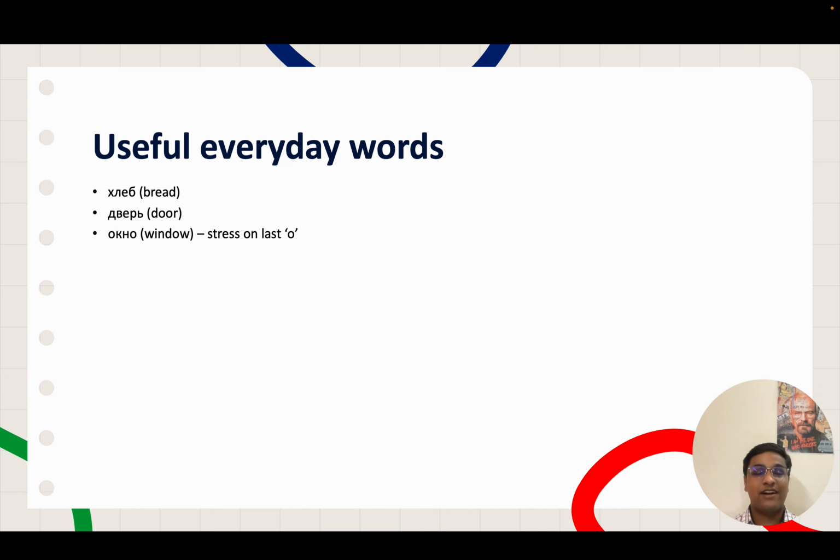Next we have akno. Akno means window, and in this word also we have two O's and only the last O is stressed. So only the last O is read as O and the first O is read as A. So this word is read as akno. Akno means window.